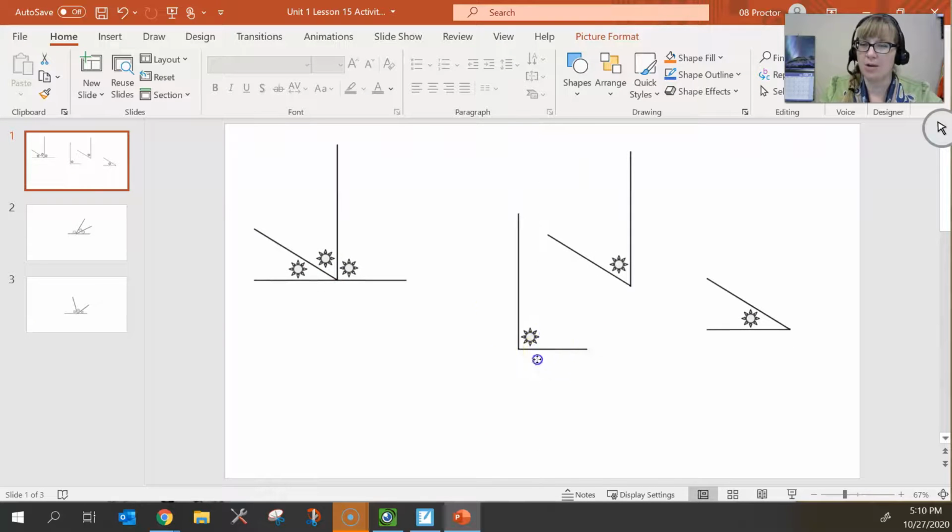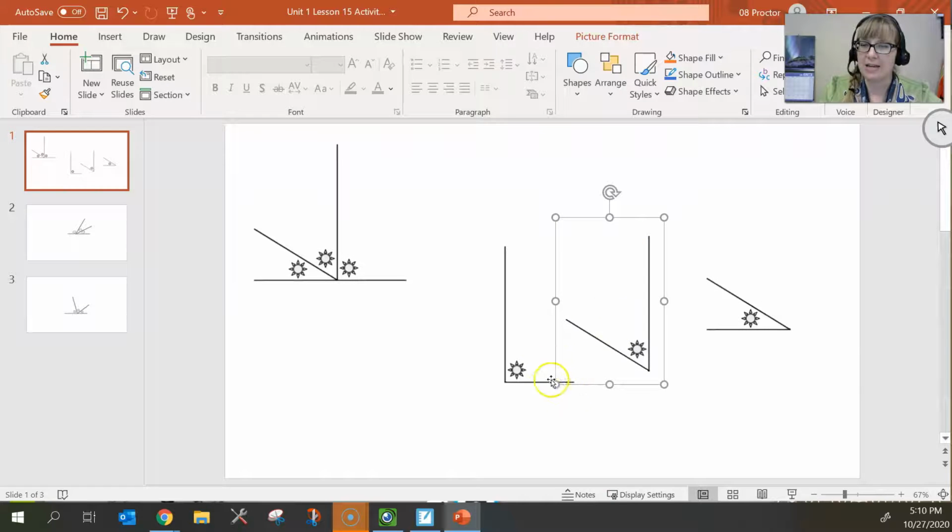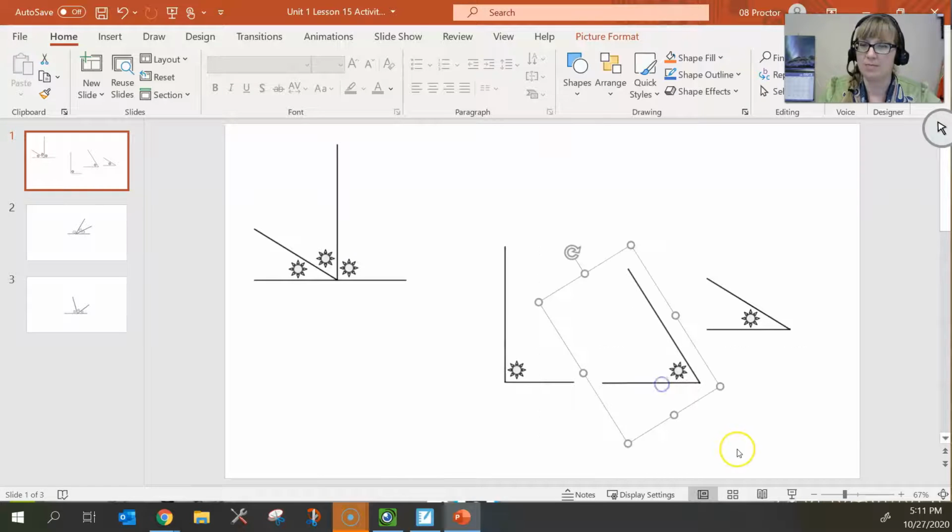Now I'm trying to form a triangle. Looks like in order for it to be a triangle, I'm probably going to have to rotate that piece a little bit. Looks like that'll line up nicely. Maybe you want to squish them together. Maybe you want to keep them far apart. That's up to you.